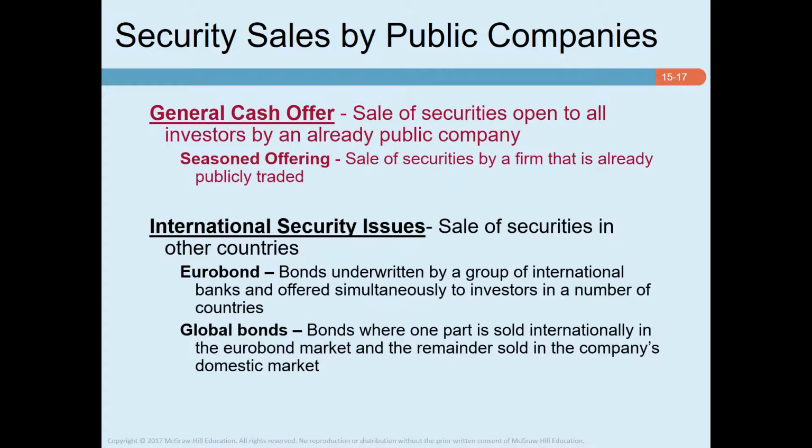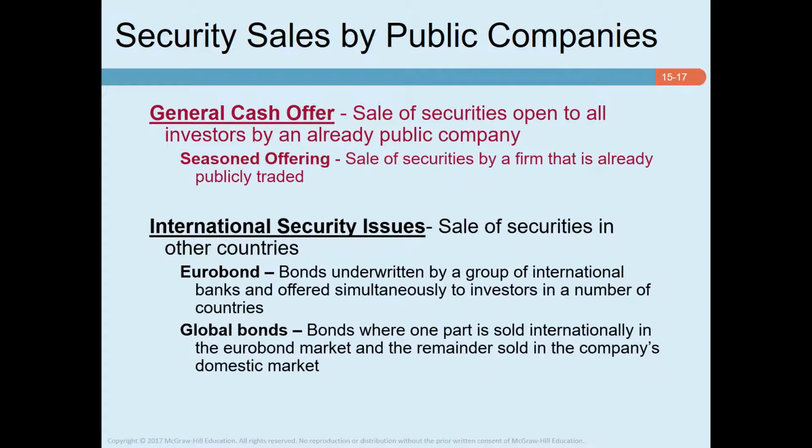Now, security sales by public companies. As we know, companies can sell securities by different means. You understand that a company's first public issue of a stock is seldom its last. As the firm grows, it is likely to make further issues of debt and equity. Public companies can issue securities either by offering them to investors at large or by making a rights issue that is limited to existing stockholders. So in this video, we will be talking about general cash offers, and in the next video, we will be talking about the rights issue.